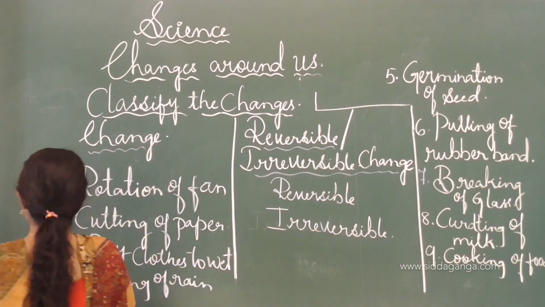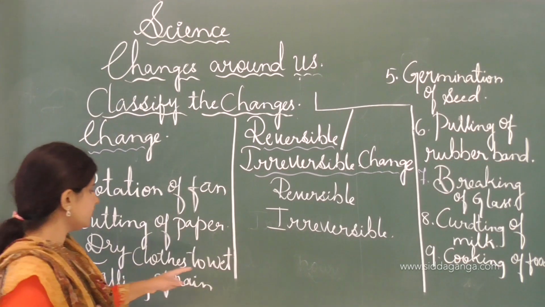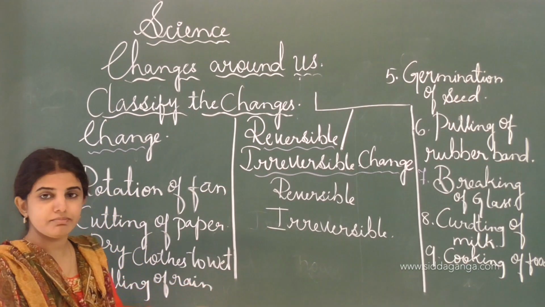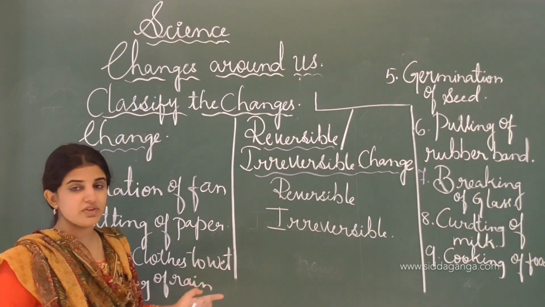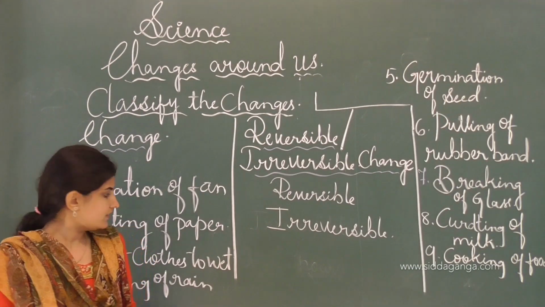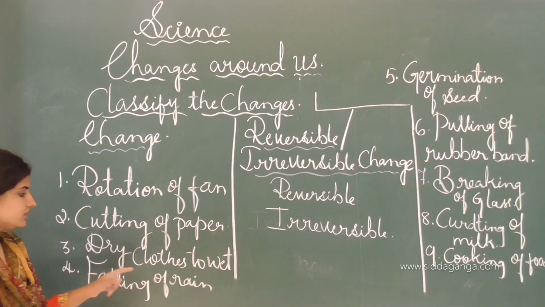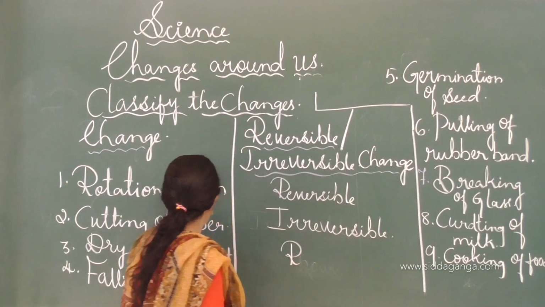And dry cloths becoming wet. From a dry cloth, we can easily make it wet by pouring water onto the cloth, and the wet cloth, if we hang it on a wire under the sun, we can again convert into a dry cloth. See, this one is a reversible change. I will write here R.